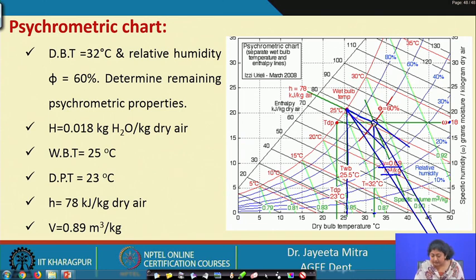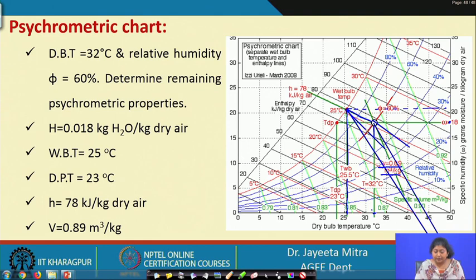And if we go by constant wet bulb line, we can see that the humidity is also increasing. Right, humidity is also increasing.